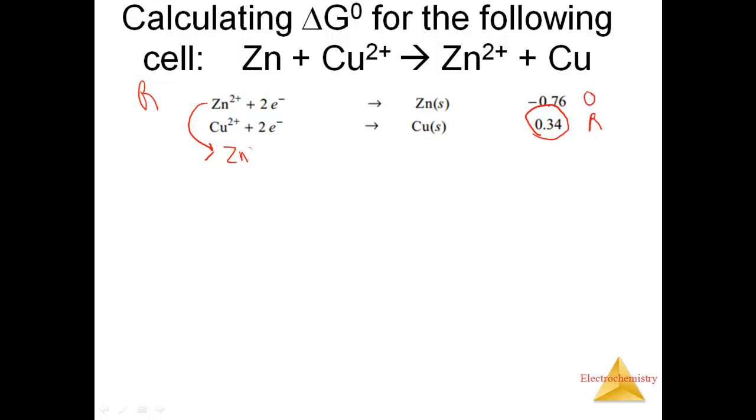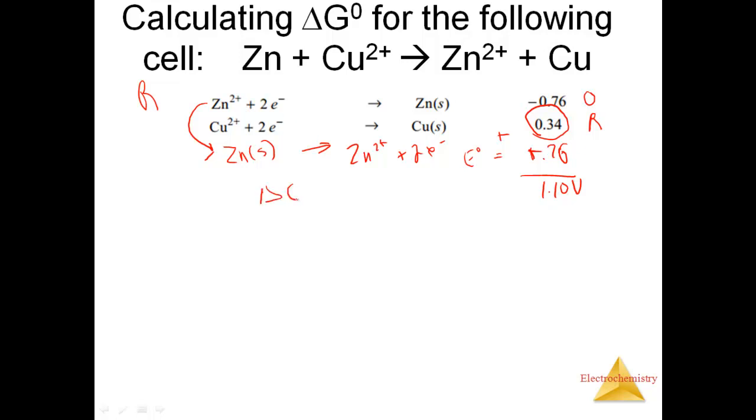But of course, if it's going to be oxidized, we have to rewrite it to go the other way. So in this case, it's going to be zinc solid going to zinc 2 plus plus 2 electrons, and that's going to be an oxidation. And we're going to change the sign to 0.76 positive, and when we want the total cell, we are going to add these together. These are standard, so this would be E naught, and E naught is going to be 1.10 volts.